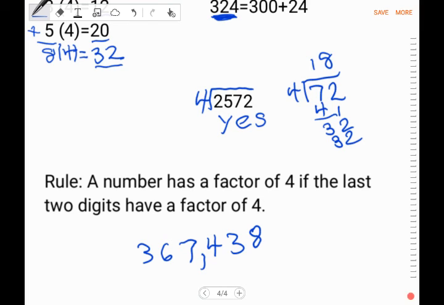Okay, are you back? Okay, so I'm going to solve this now. But I'm going to save myself some time. I'm going to do 38 divided by 4. 4 does not go into 3, but I know 4 times 9 is 36. So I get a remainder of 2. And so the answer is no.